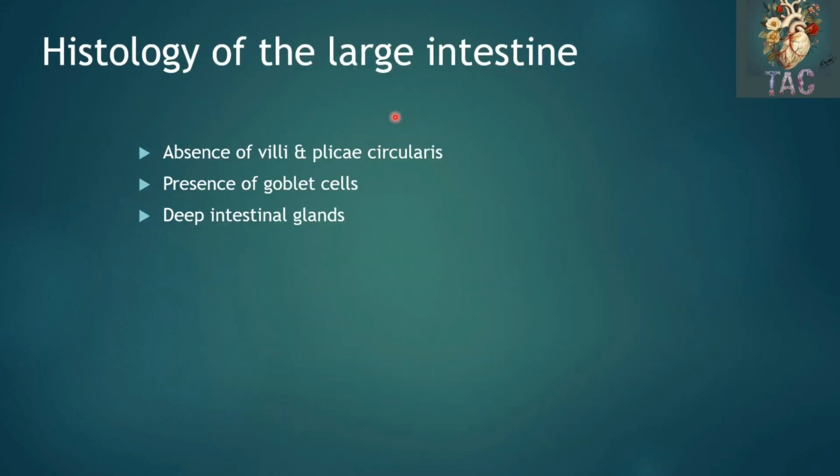Regarding histology of the large intestine, an important negative finding is the absence of villi and the plica circularis. Then there is the presence of goblet cells, and the number of goblet cells increases from a ratio of 4 columnar cells to 1 goblet cell in the first part of the large intestine, to a ratio of 1:1 at the last part. Also, deep intestinal glands are present.